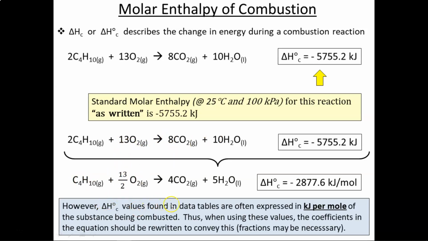Alright, so enthalpy values found in data tables are typically expressed in kilojoules per mole of the substance being combusted. Thus, when using these values, the coefficient in the equation should be rewritten to convey this. Fractions may be necessary to get to that point.